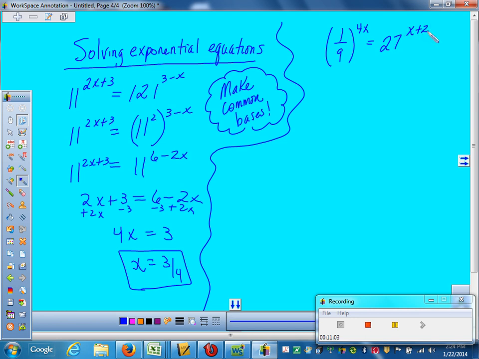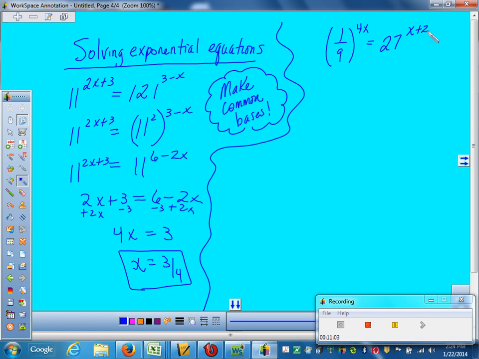So let's do one with a touch more pizzazz to it. We have a 1/9 and a 27 as bases. You got to think, what number could I rewrite them to? I usually, first I look at it and go, which is the smaller number?